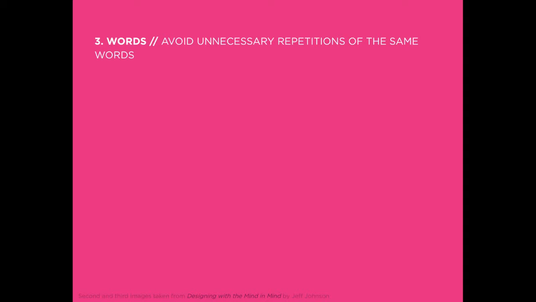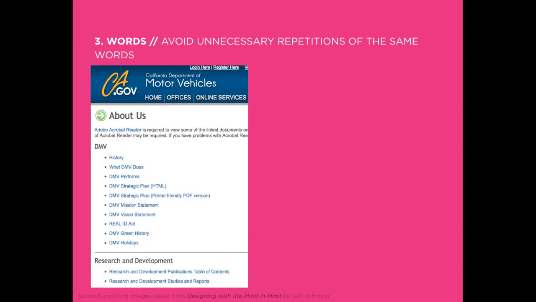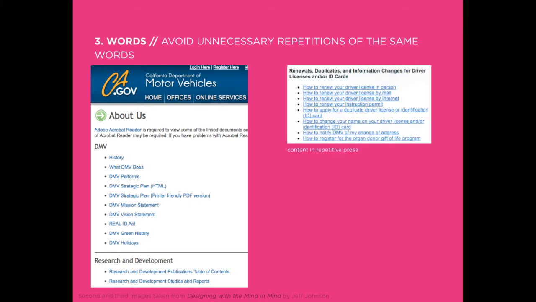First, avoid using repetitions of the same words, like the DMV example. If you notice here, it says DMV performs, DMV strategic plan, printer friendly, and so forth. Repetition of the same word. On the right side, we see content in repetitive prose. How to renew your driver's license. How to renew your driver's license in person, by mail, by internet.